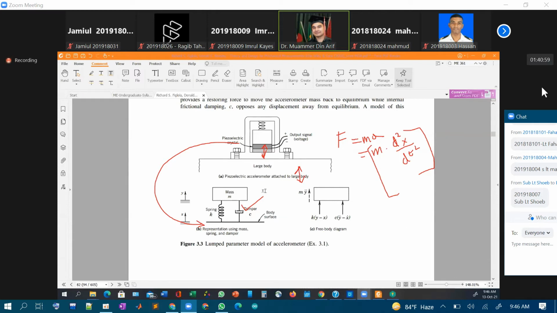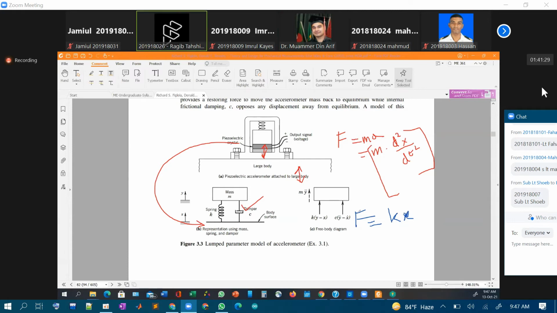Spring force, what happens when a spring force acts? It will either contract or expand, but it will depend on the direction of the force. So due to the force F or X, whatever it is, it will be Kx. Right? The stiffness of the spring times how much the spring has moved.